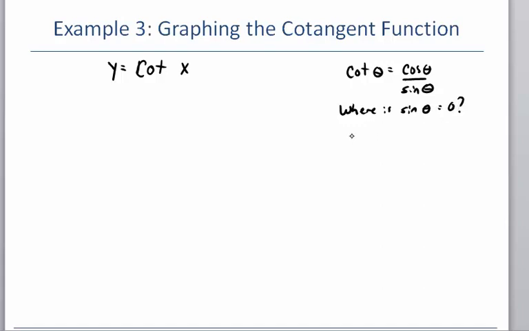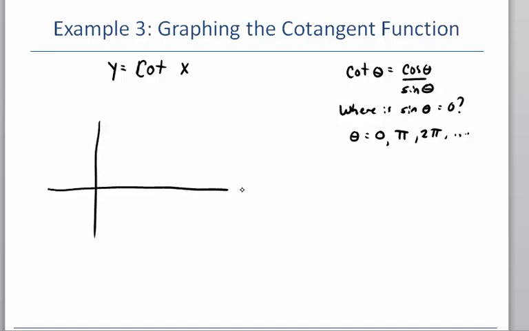And remember that your sine function was equal to 0 at pi, and at 2 pi, and continuing with that pattern. So we would expect to have asymptotes at 0, pi, and 2 pi. Okay, so let's draw this graph. I'm going to mark off the 5 key points that we've been using: 0, pi over 2, pi, 3 pi over 2, and 2 pi. I'm going to mark my asymptotes at 0, pi, and 2 pi.